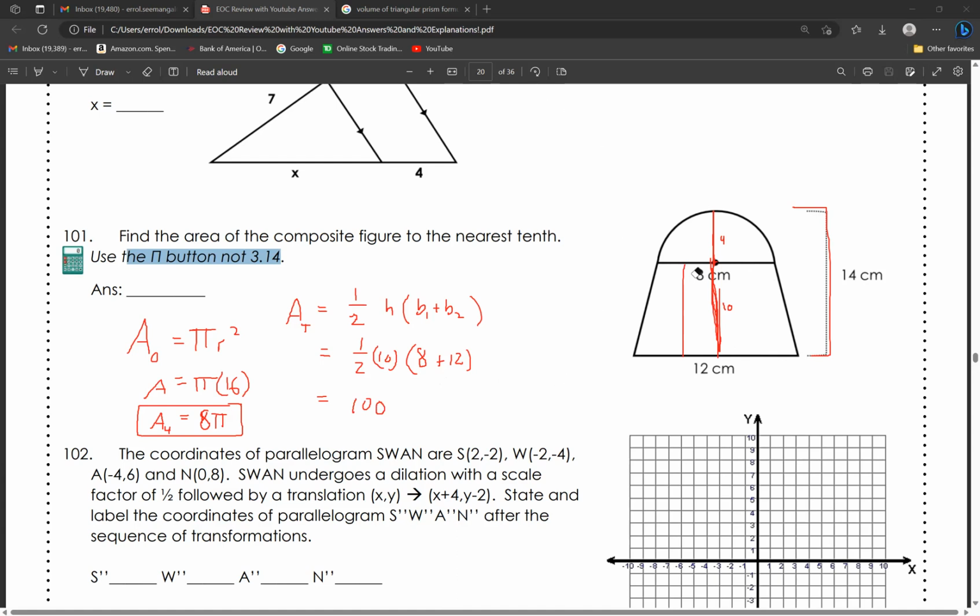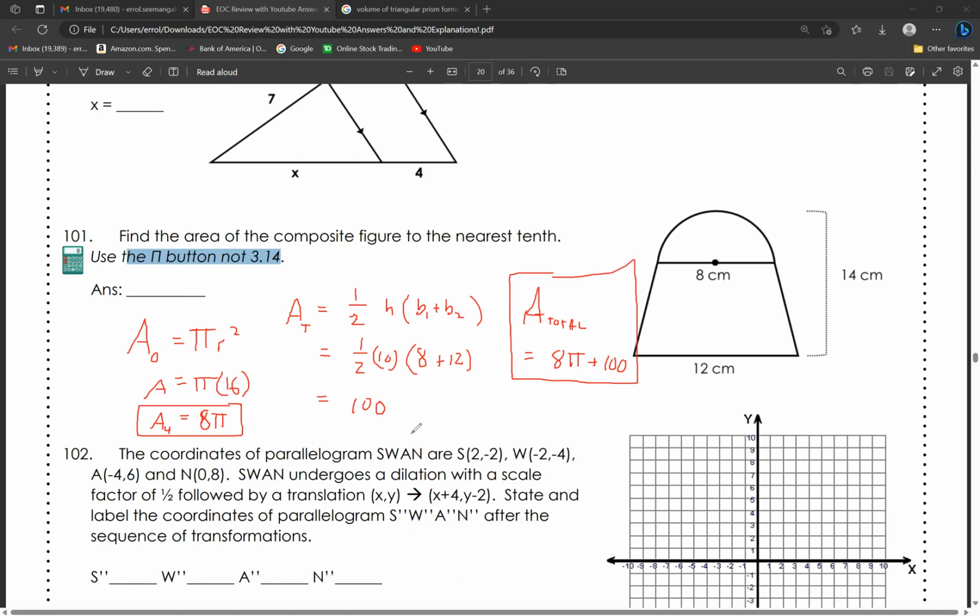So now just add the two together. Area total equals 8 pi plus 100. My bad. 8 pi plus 100. Are you sure, 1/2 times 10?